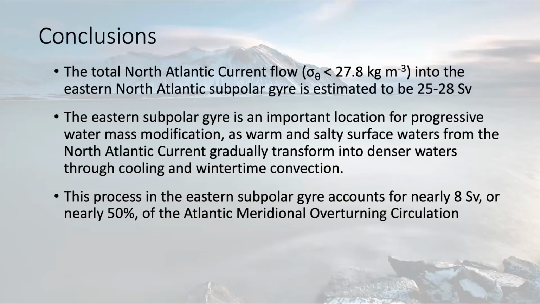But the main conclusion is that the eastern subpolar gyre is an important location for progressive water mass modification. This is where these warm, salty waters from the North Atlantic current cool and gradually transform into more dense waters in the upper part of the lower limb of the AMOC. And that process, along with a little bit of entrainment from the overflow, accounts for nearly 50%. And that's it. Thank you.